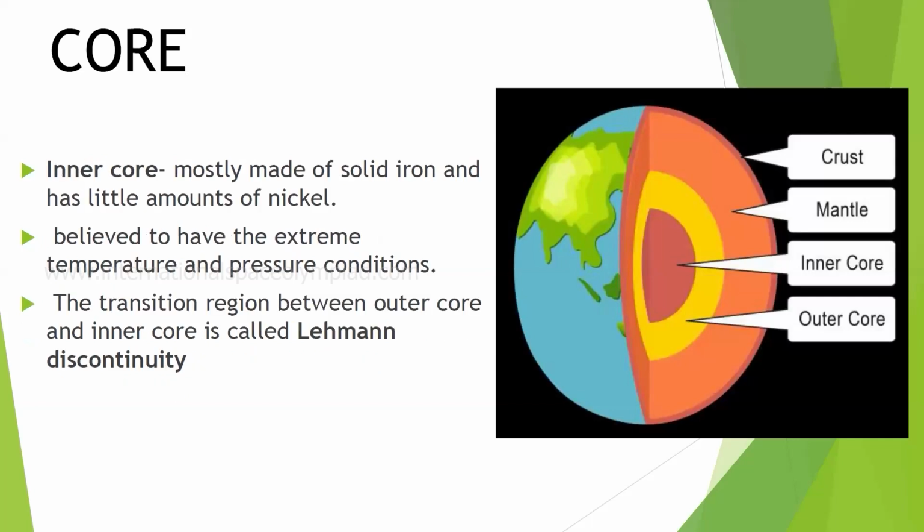Now we have got the inner core. The inner core is mostly made of solid iron and has little amounts of nickel in it. It is believed to have extreme temperature and pressure conditions. The transition region between the outer core and inner core is called the Lehmann discontinuity.